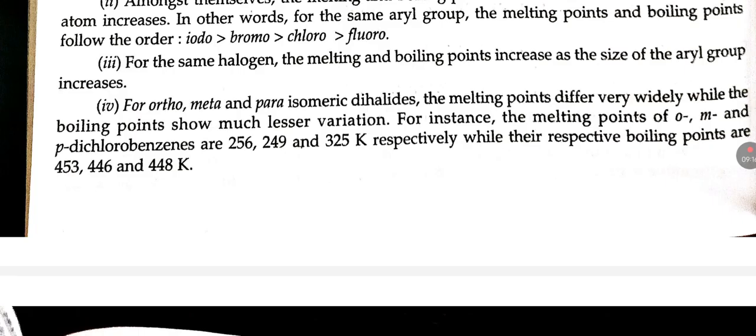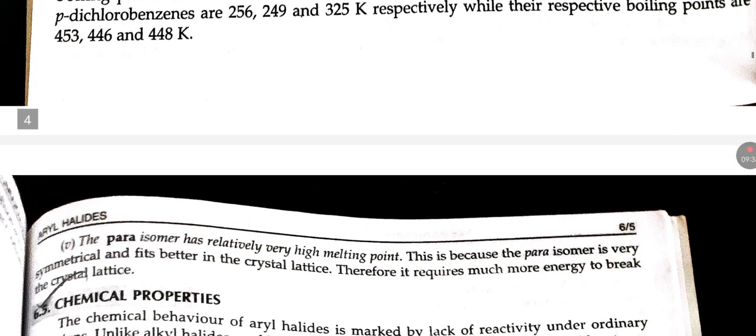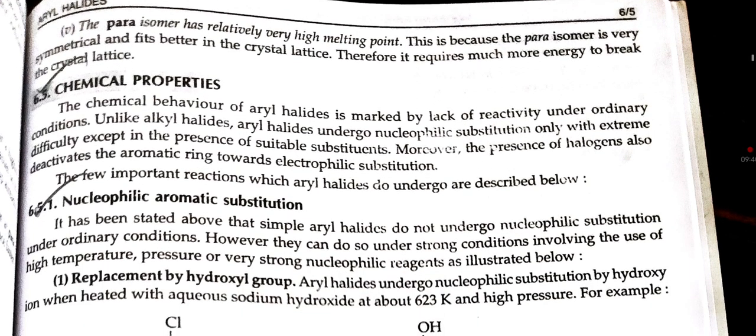For ortho, meta, and para isomeric dihalides, the melting points differ very widely, while boiling points show much lesser variation. For instance, the melting points of ortho, meta, and para-dichlorobenzenes are 256, 249, and 325 Kelvin respectively, while their respective boiling points are 453, 446, and 448 Kelvin. The para isomer has a relatively very high melting point. This is because the para isomer is very symmetrical and fits better in the crystal lattice. Therefore, it requires much more energy to break the crystal lattice.